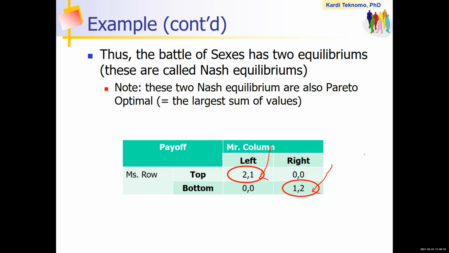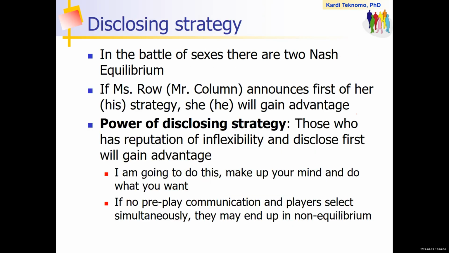Is it clear? Can you do it? Can you calculate the Nash equilibrium? So what happened is information plays a role in non-zero sum strategy. In the battle of sexes, you see there are two Nash equilibria. Now, if Miss Row or Mr. Column announces first his or her strategy, the one who announced first will gain advantage.